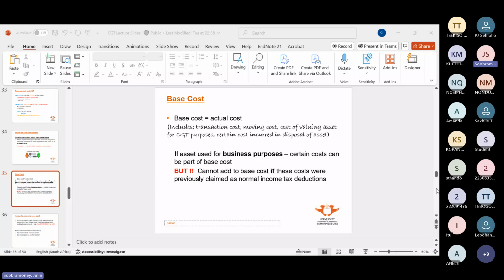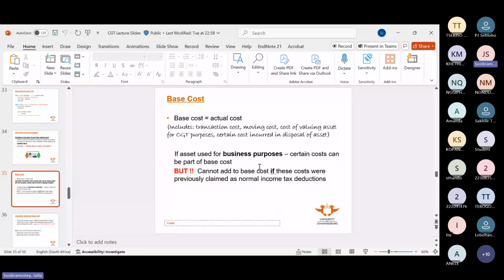So before we start off with base cost, on Monday we ended up with proceeds. I said with proceeds, we are allowed to reduce our proceeds amount. Can anyone remember with what amount you are allowed to reduce proceeds? Remember, proceeds is my selling price less something to give me an adjusted proceeds. Recoupment. Yes, well done. So if there is a recoupment within this transaction, you have to reduce your proceeds with the recoupment.